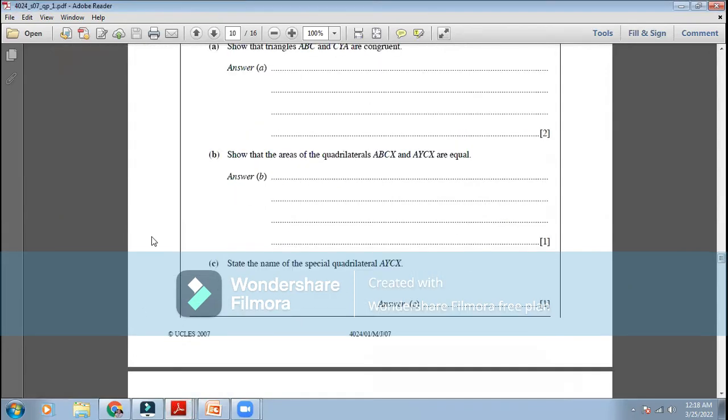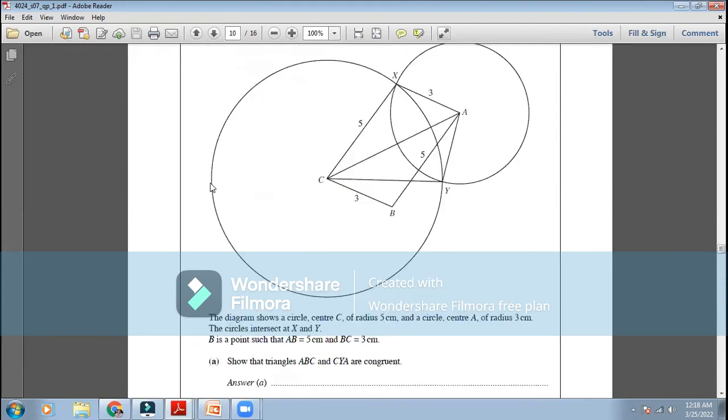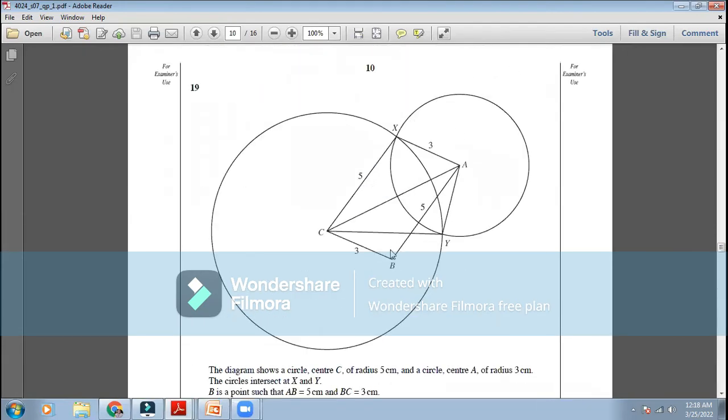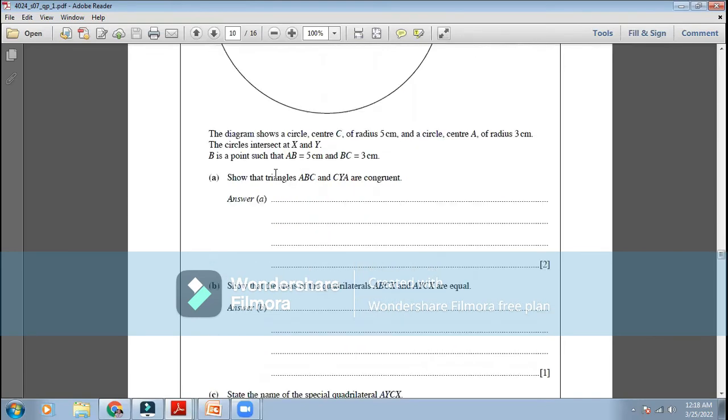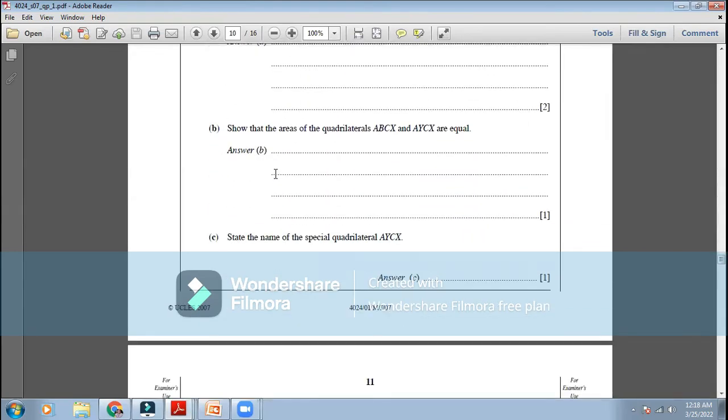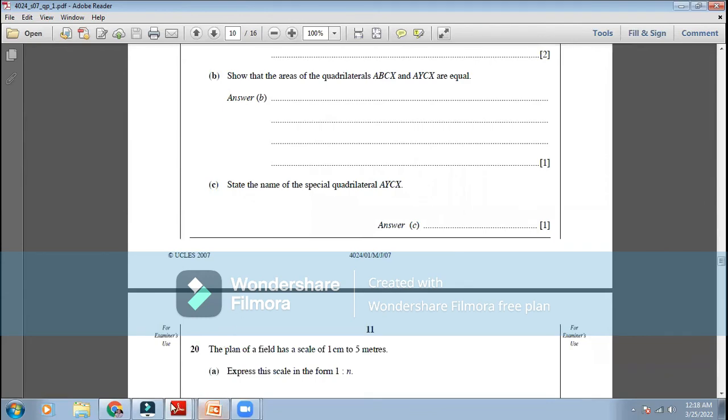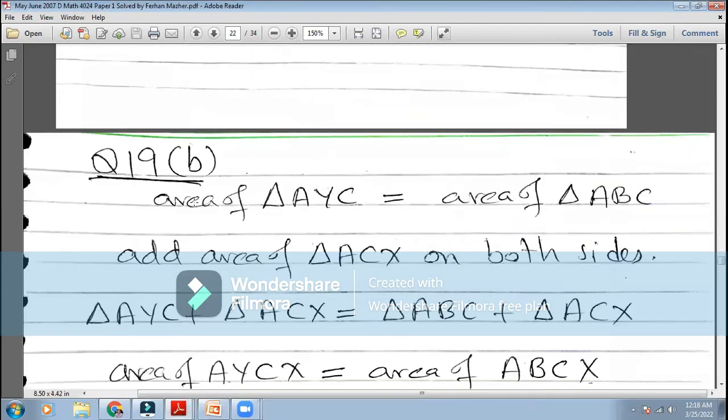Hopefully you understand. The next part says, show that the areas of the quadrilaterals ABCX and AYCX are equal. So in the triangle ABC, if I add the triangle ACX, it will become the figure ABCX. And in the triangle CAY, if I add the triangle ACX, it will become AYCX. So both triangles were congruent to each other, and if you add the same triangle to both, their areas will still be the same.